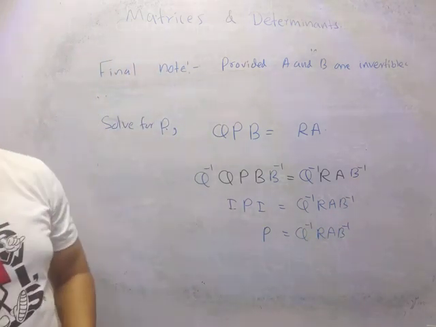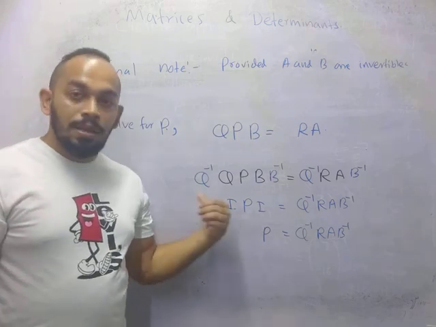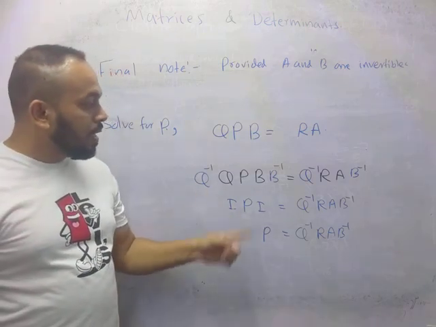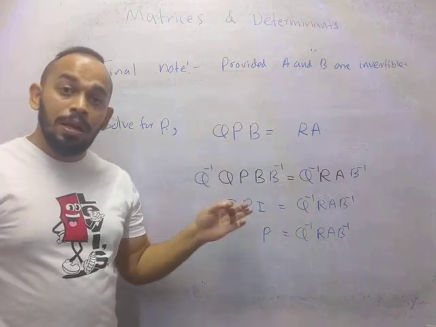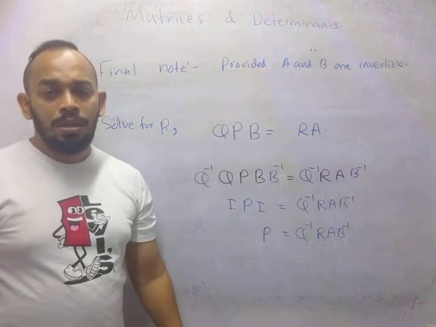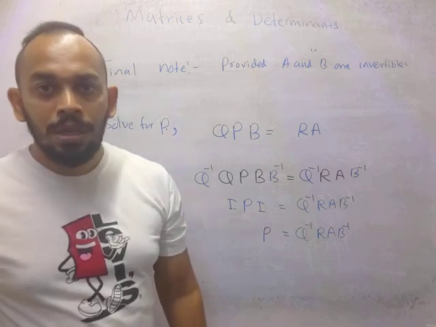See how easy this is. So in this case, we assume that both Q and B are invertible. If they are not invertible, then you can't solve this equation. Okay. So thank you for watching.